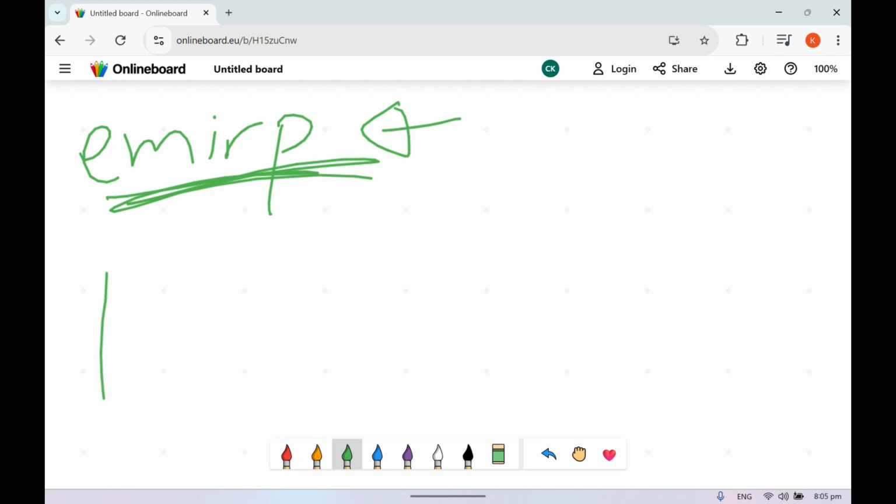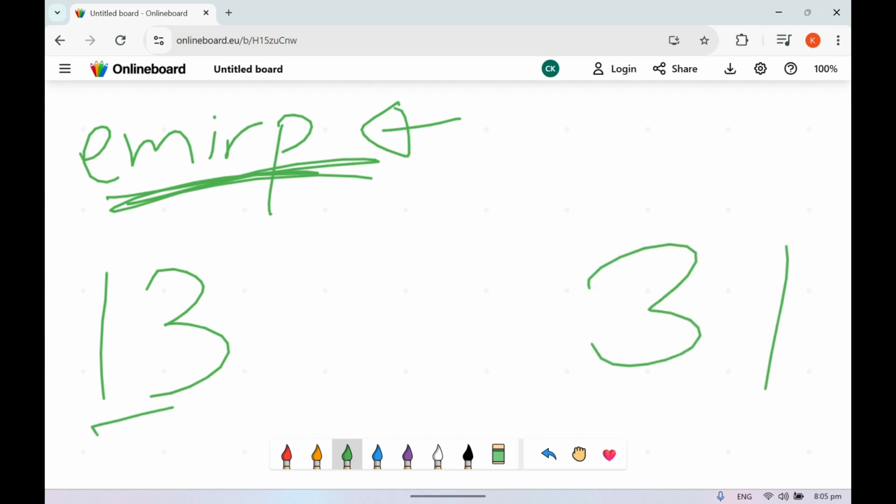Let me give you an example. 13 is an Emirp. Why? If you reverse this number, you get 31. And both are prime.